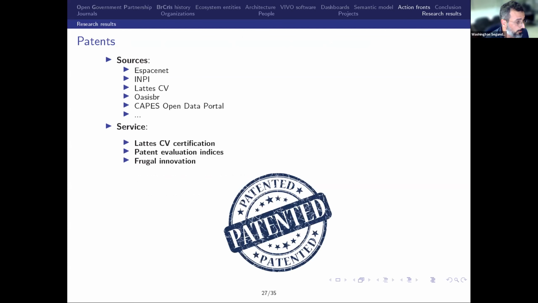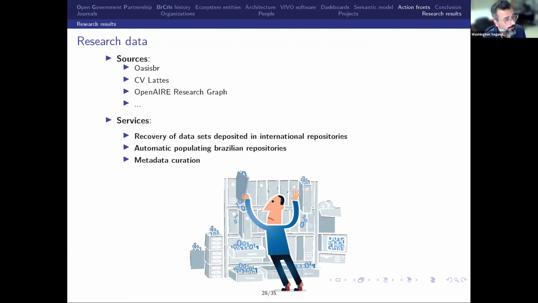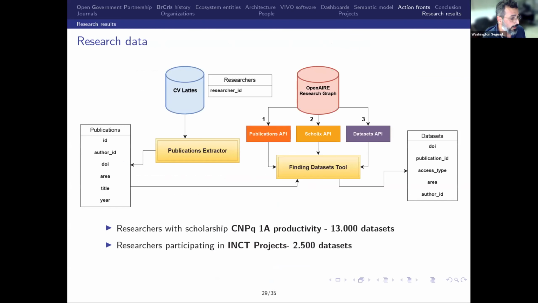We also have a front regarding patents, and finally research data. In research data, we built a tool that uses the OpenAIRE Research Graph for finding data sets that are linked to Brazilian publications. This strategy uses the DOI of the publications and the DOI of the data sets to establish the links between these two types of results.